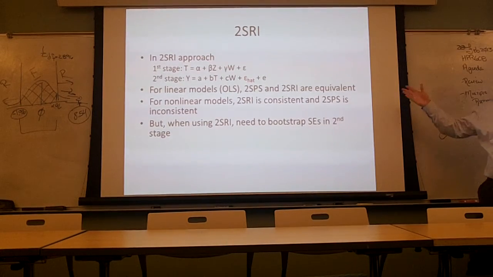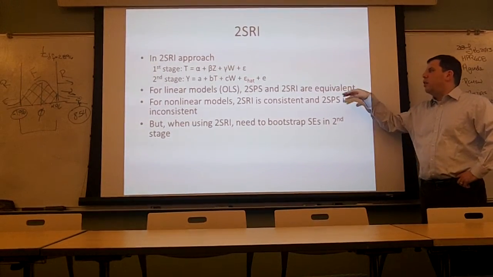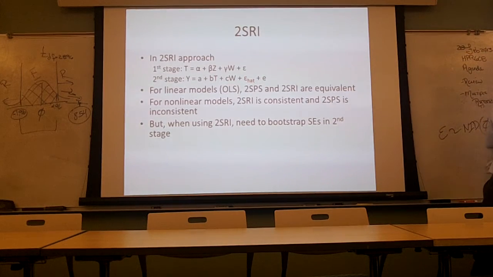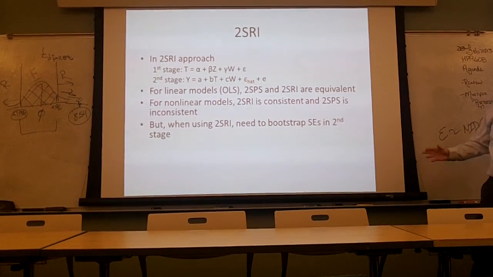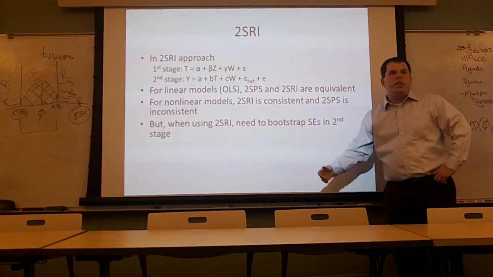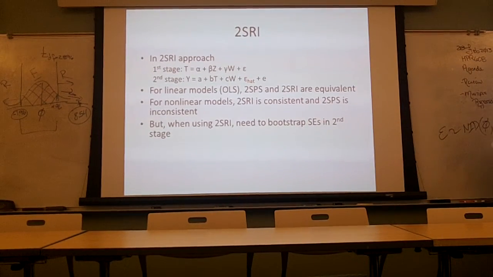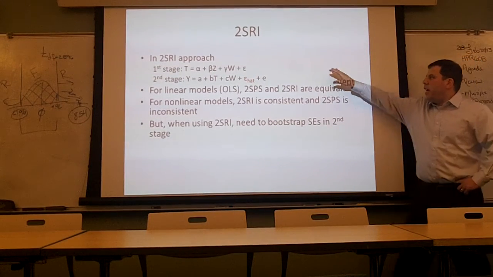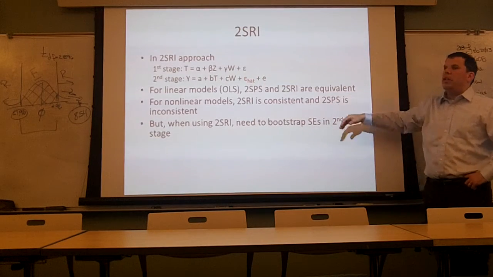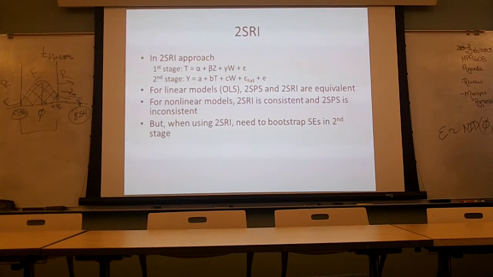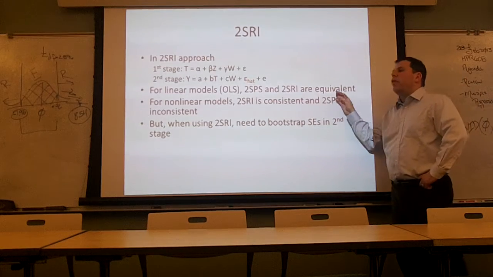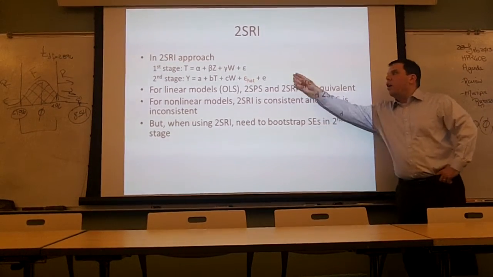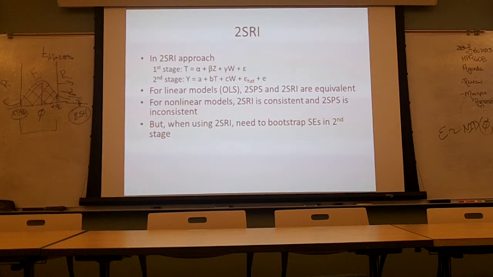For linear models, 2SRI and 2SPS, two-stage predictor substitution, are the same thing. But for nonlinear models, the good news is 2SRI is consistent, just like two-stage least squares was, but two-stage predictor substitution is inconsistent. So don't ever do two-stage least squares but use a logit in the front end, or use a Tobit in the back end, or use something other than linear regression. If you're going to do two-stage least squares, do two-stage least squares. Don't monkey around with it. If you want to monkey around with it, go to a 2SRI, two-stage residual inclusion approach.